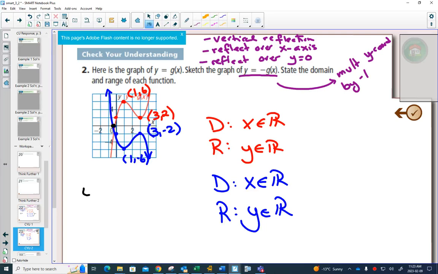Questions for this one? 4, 5, and 6, 10, and 11. So write those down and circle them.